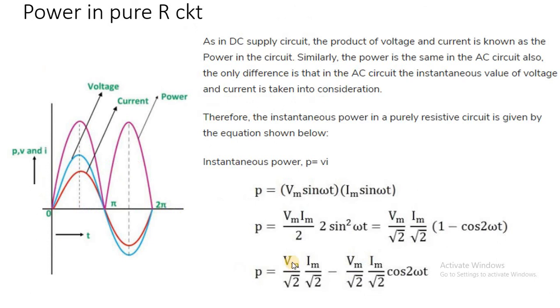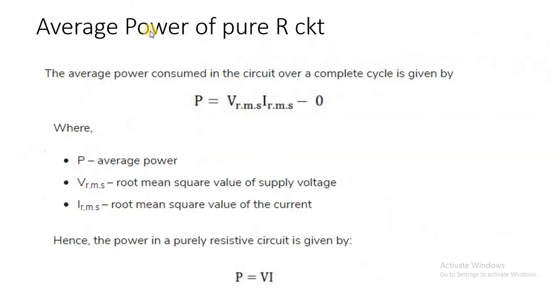The first term is Vm by root 2, that is Vrms. The second term is Im by root 2, that is Irms. And I want to find out the average value. So the constant term will not have the integration. So P average will be equal to Vrms into Irms minus the integration of this particular term from 0 to pi. Because it is a double frequency component, it is going to cover one full cycle from the period 0 to pi. So the positive instantaneous values plus the negative instantaneous values are going to cancel each other, and the second term value is going to be 0.